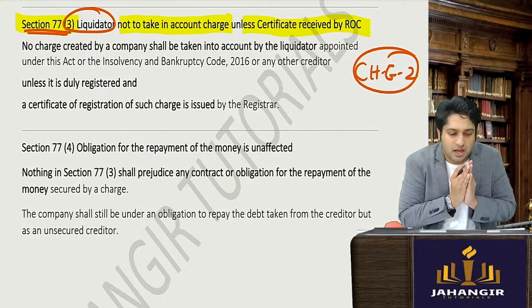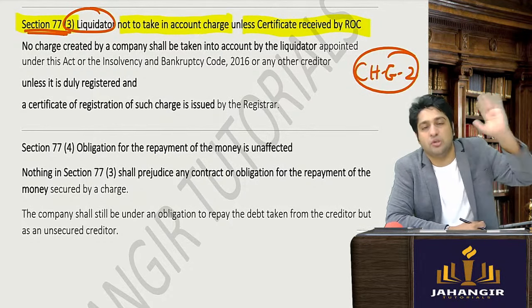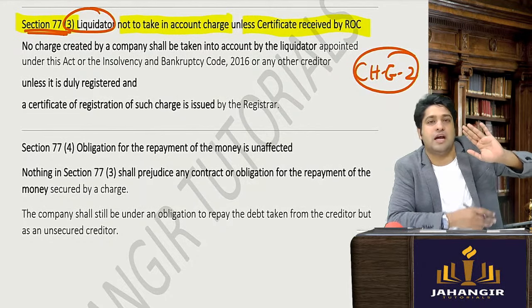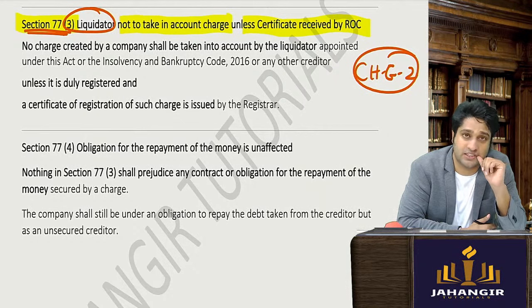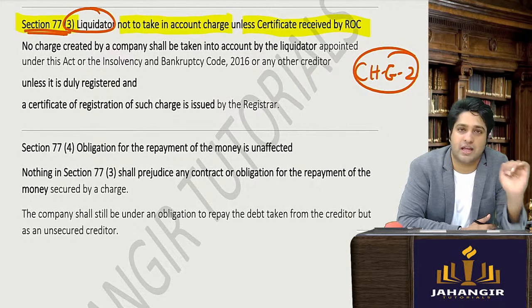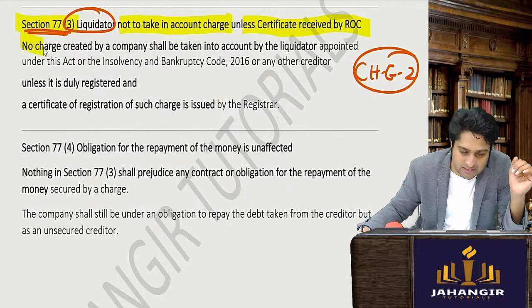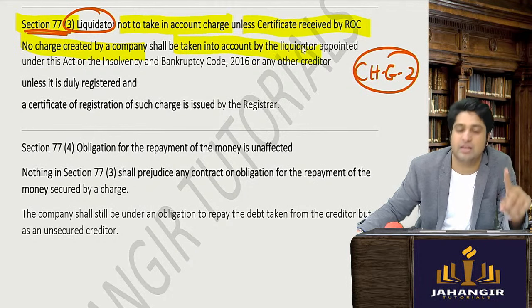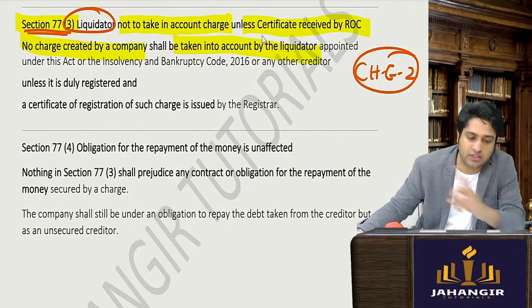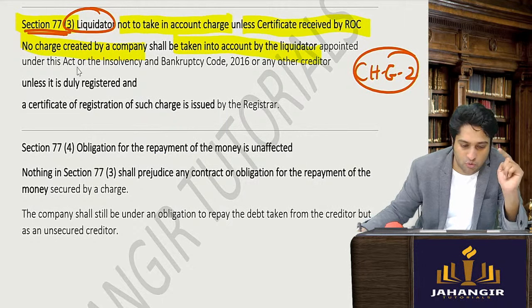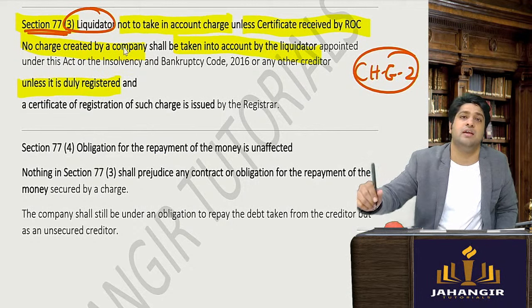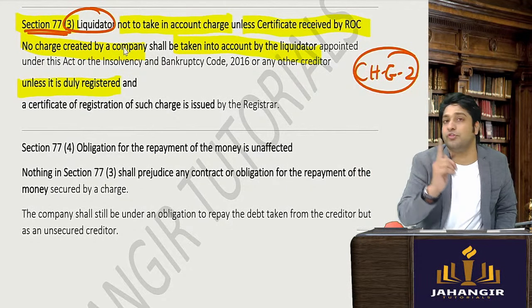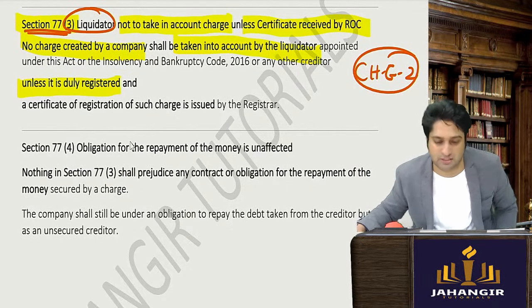So imagine I don't have CHG 2. I don't have the certificate that the ROC has issued to me that my charge has been successfully registered. So can the liquidator say that no, I agree that you are registered? The answer is no. No charge created by the company shall be taken into account by the liquidator unless it is properly registered. Fair enough. So we are telling that there is no safety for you if you don't register the charge. So better go and register the charge.